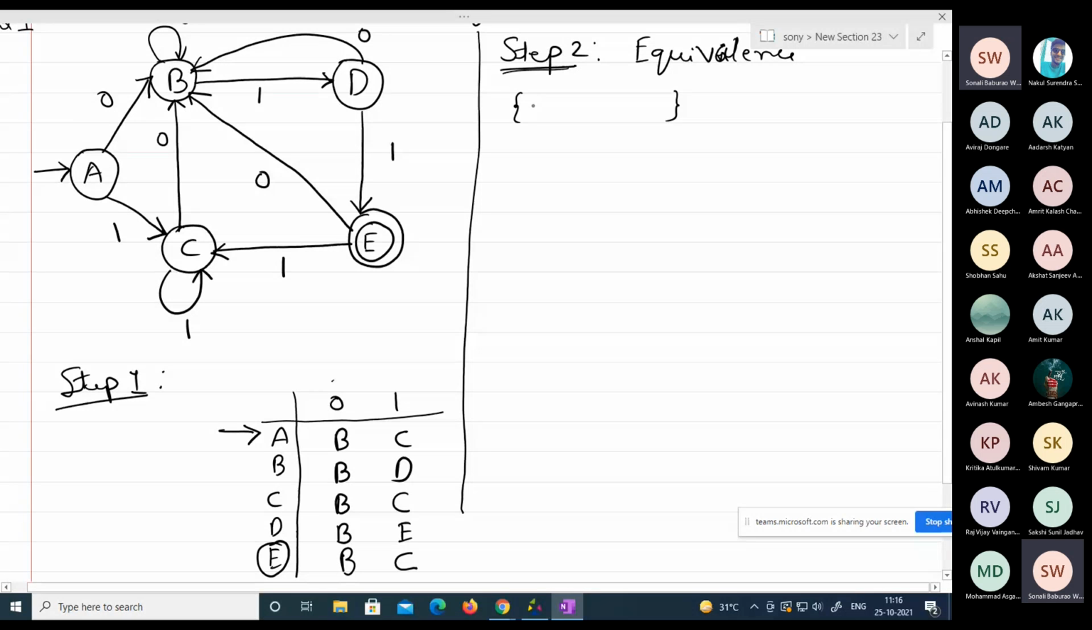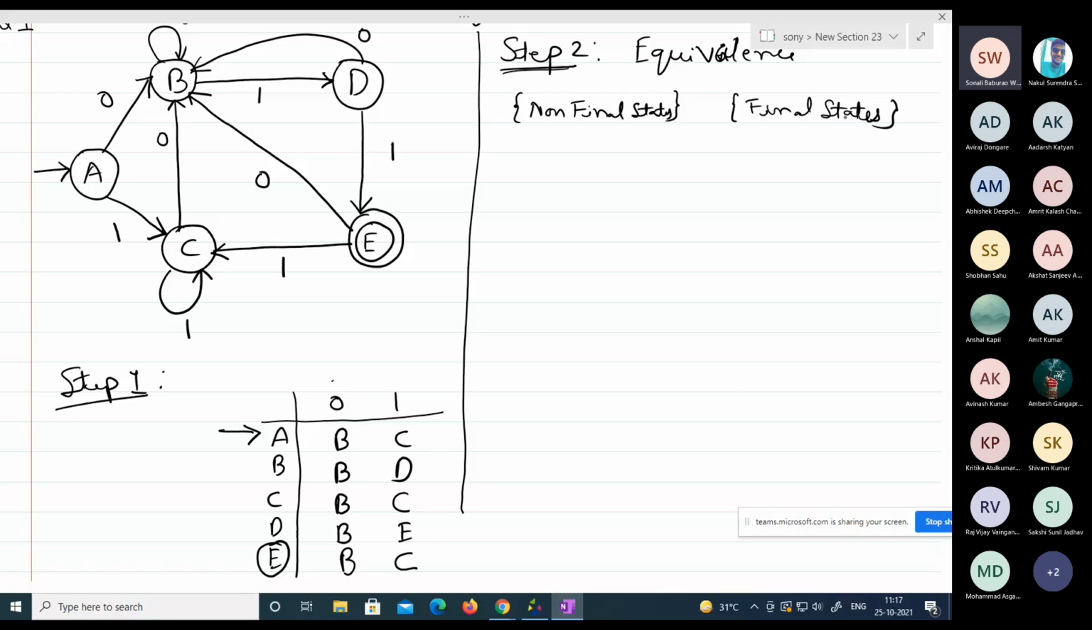One is non-final states, and the other is final states. There might be one or two final states also. We are going to check one example with one, two or three final states. So for equivalence, you first have to make two groups or two sets. One set will contain the non-final states, and the other set will contain the final states.